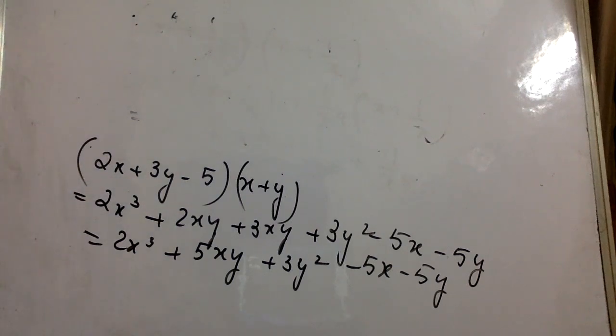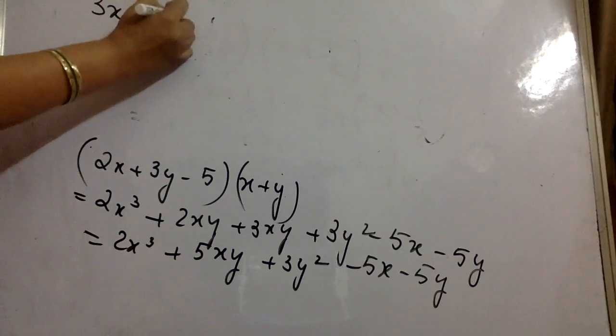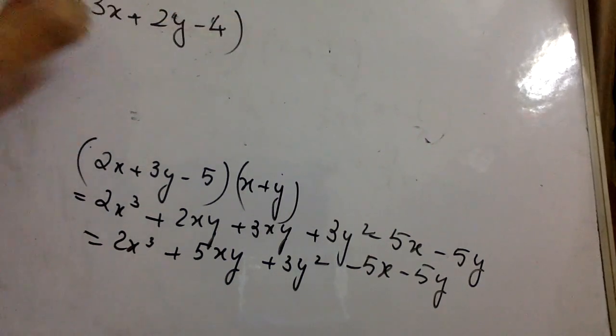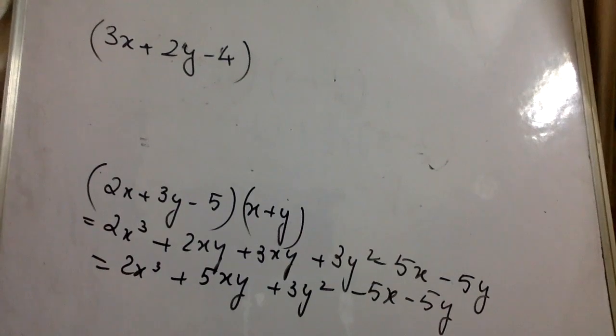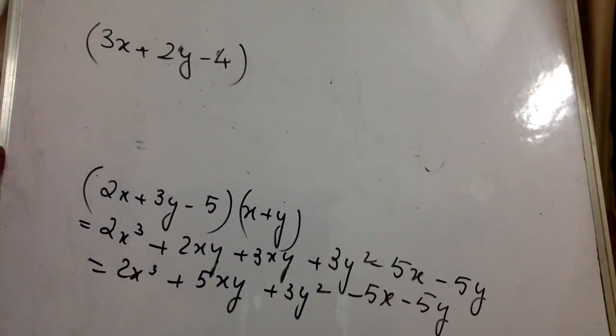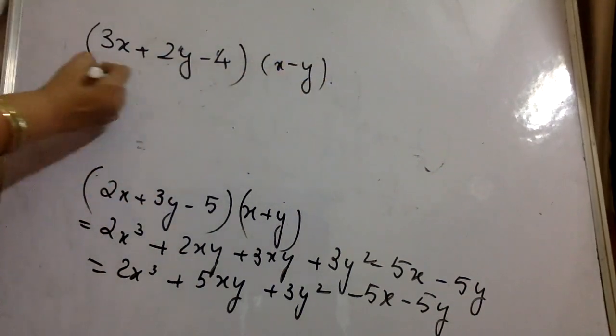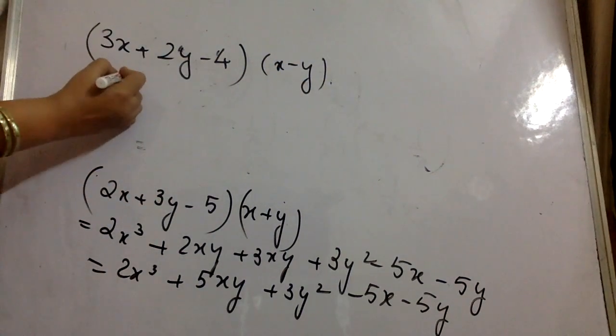So shall I do another question? Maybe 3x plus 2y minus 4. Another question, 3x plus 2y minus 4. This is my trinomial, and with that, x minus y. So this is another example where we have a trinomial with a binomial.